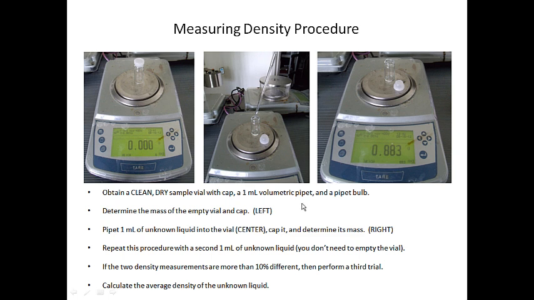You're going to do this procedure twice so that you get two measurements. And what you can do is just simply take the measurement after 1 milliliter, take that mass, pipette in a 2nd milliliter, and measure the mass again. If your two densities are very similar, let's say within 10%, then you don't have to do a third trial. If your densities are different, then you're going to have to do a third trial. So then you're going to calculate the average density of the unknown liquid. So that's a physical property that we're going to use along with boiling point.